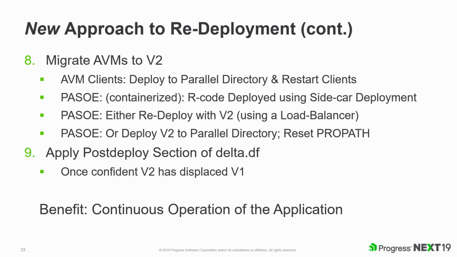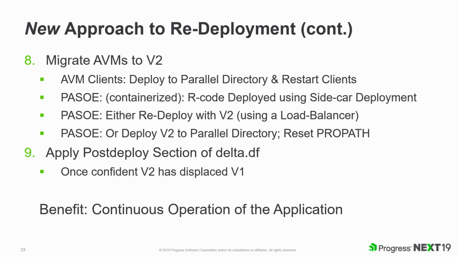Your version 1 AVMs need to migrate over to version 2, and there are ways. Given our time today, we're not going to go into the details about how that can be done, but especially with the PAS-OE app server, there are some techniques for upgrading the application, having both versions of your application running, and putting a load balancer in front of it, and all requests that were going to version 1 of your application now get rolled over to begin going to version 2 of your newly deployed application. You don't have to use containers. There are other ways to accomplish that with PAS-OE.